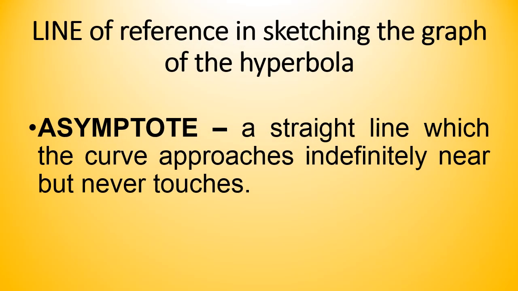After getting the points of reference, it is also important to know the line of reference, and we call it the asymptote. It is a straight line which the curve approaches indefinitely near but never touches. Let's take a look at the first illustration of hyperbola. It's the horizontal transverse axis. It has the formula x squared over a squared minus y squared over b squared equals 1.